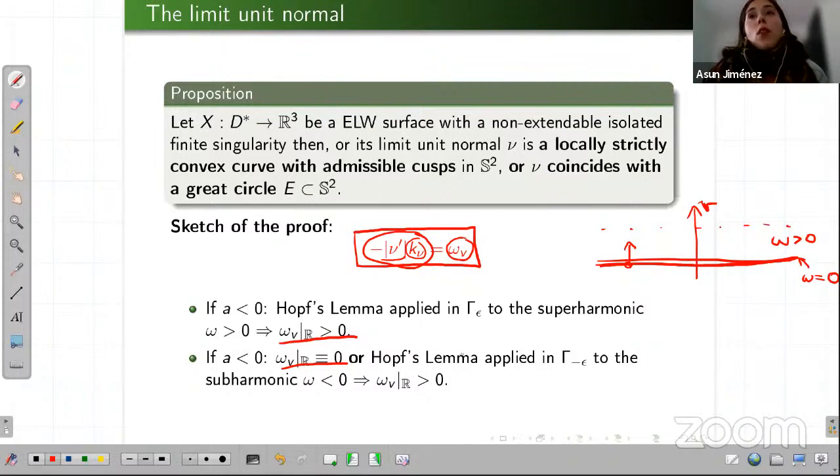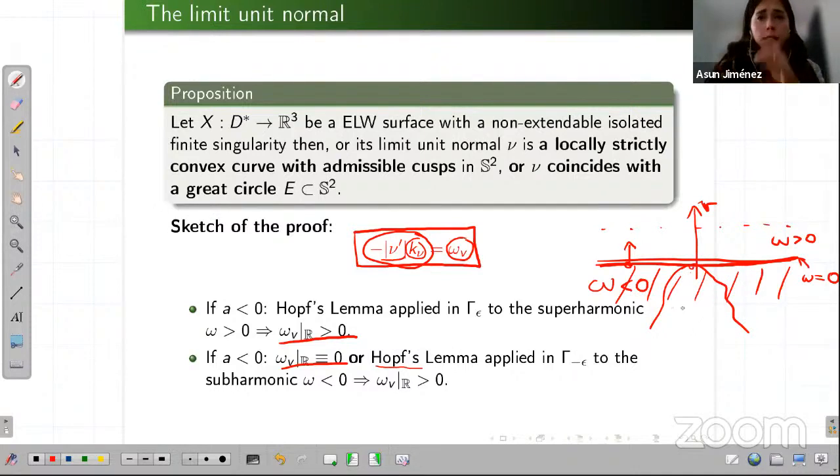If not, you will only have isolated zeros, and you can apply again Hopf's lemma, but now you apply it to the reflected surface. You apply it downstairs where omega will be negative. In this part of the proof, we are assuming that the reflected surface does not have singularities collapsing here. You don't have curves of singularities collapsing here. That is, that the reflected surface has also an isolated singularity.